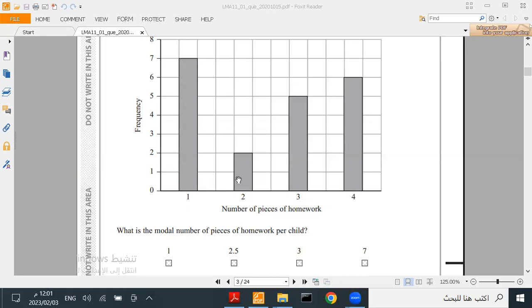So as we said, the highest frequency is 1. So the answer is 1. The modal means the highest frequency.